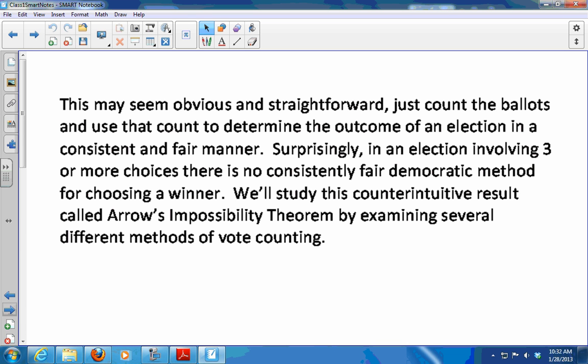So whether you believe me or not right now, you will at the end of the chapter, because we're going to study this counterintuitive result. It's called Arrow's impossibility theorem. And we're going to study it by examining several different methods of vote counting and seeing how each one fails.